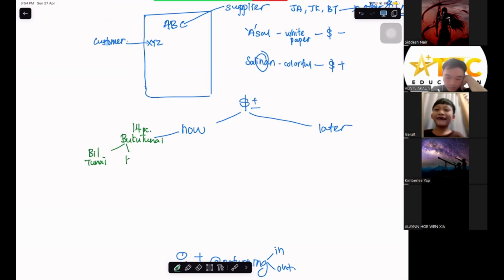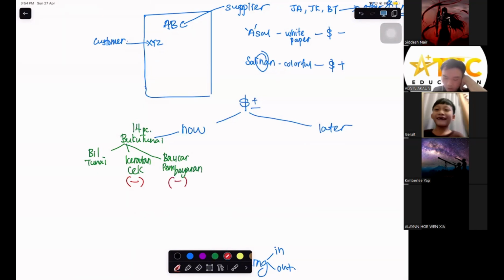Then keratan check. Okay, keratan check, be careful with this one. It is always 100% confirmed money going out, all the time. And also your voucher pembayaran. Money always goes out. Okay.